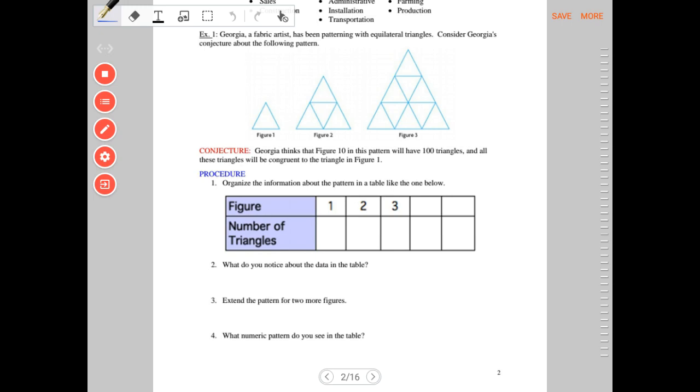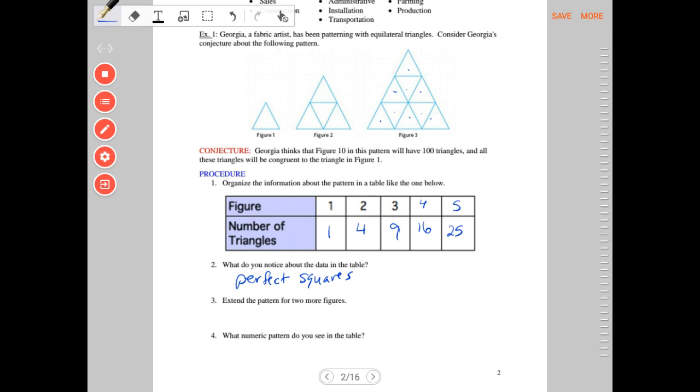Okay, so let's fill in our table. Figure 1 has 1 triangle. Figure 2 we figured had 4. Figure 3 has 1, 2, 3, 4, 5, 6, 7, 8, 9, so 9 triangles. So what do you notice about the data in the table? 1, 4, 9. What kind of numbers are those? Looks like they're perfect squares. 1 squared is 1, 2 squared is 4, 3 squared is 9. Extend the pattern for 2 more figures, so figure 4 and 5. Okay, and what do you think? Well, 4 squared should be 16, and 5 squared should be 25.